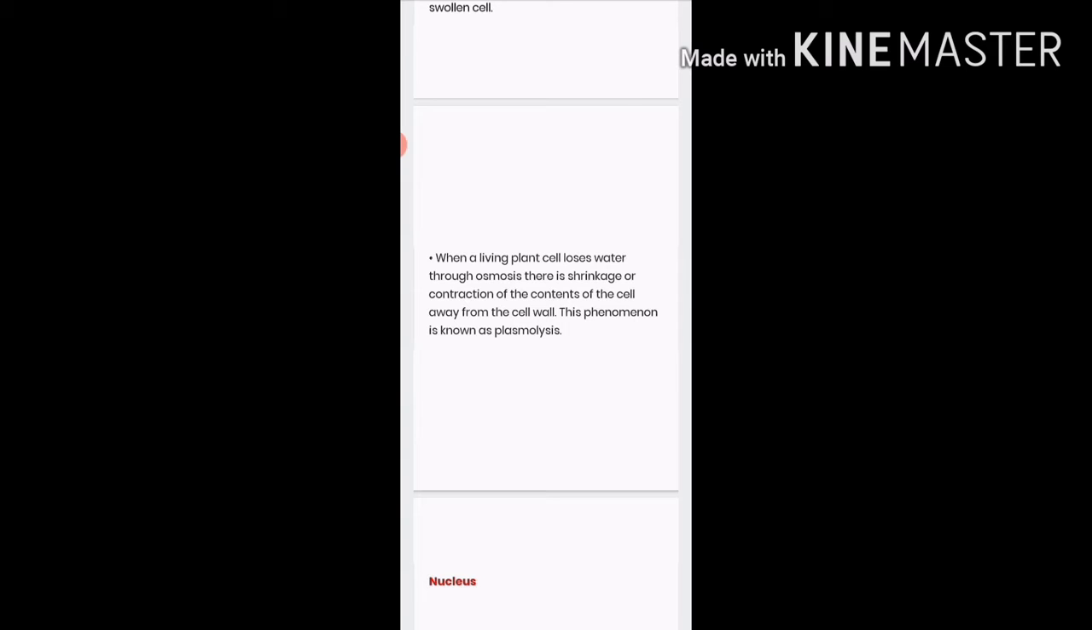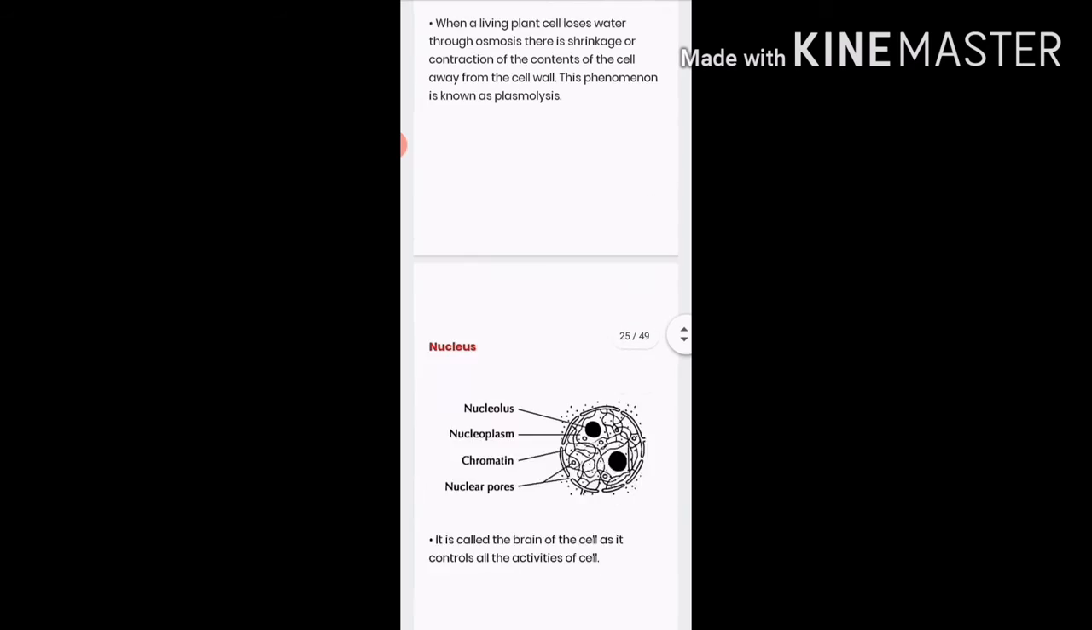Again, when you supply water, outside the water concentration becomes more. The cell has already lost water, so the water concentration within the cell is less. So what happens is that from the outside, water is going to enter back into the cell, and again the cell becomes turgid, and the drooped leaves become upright.